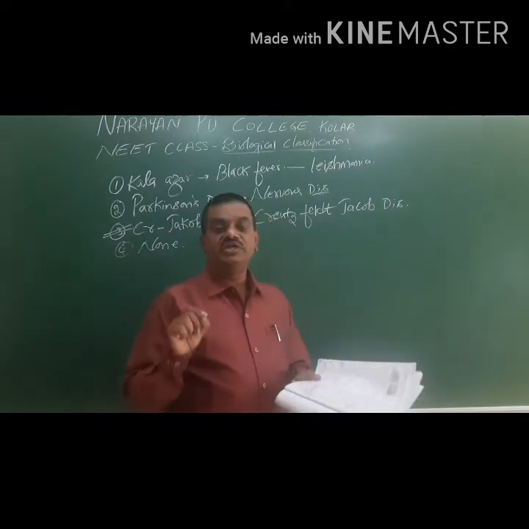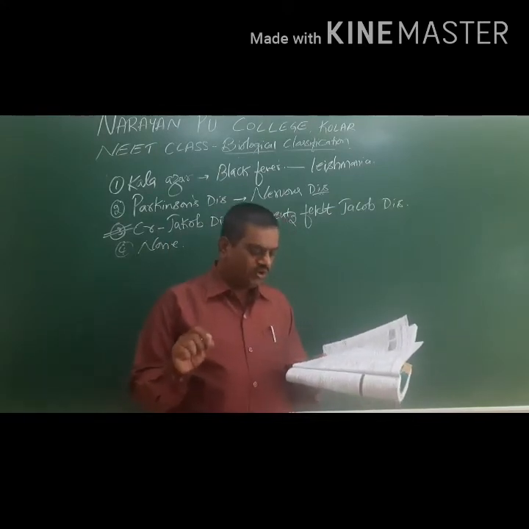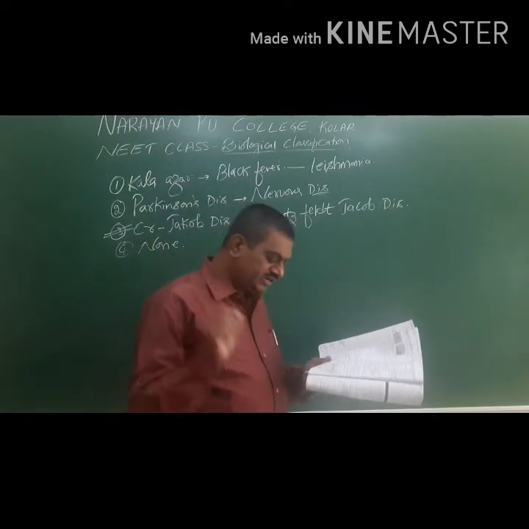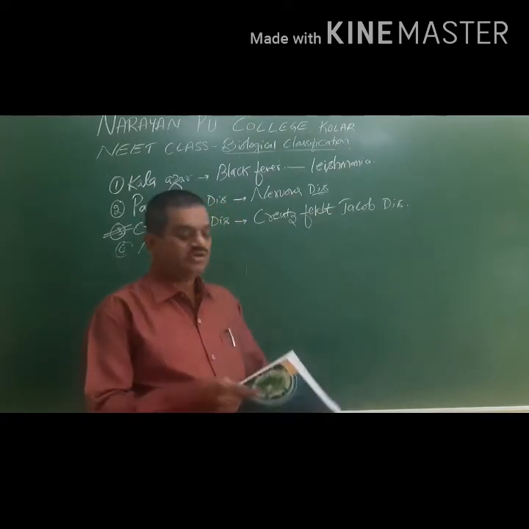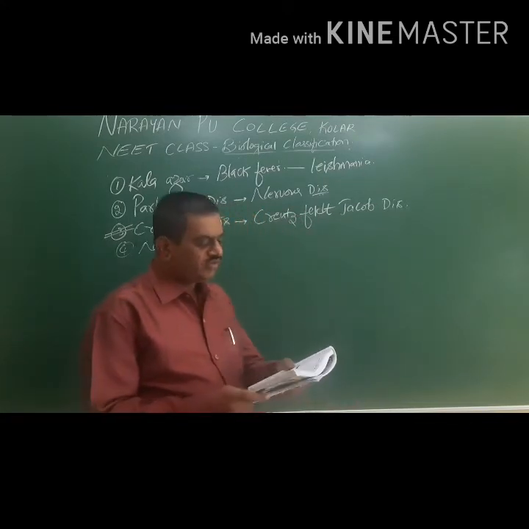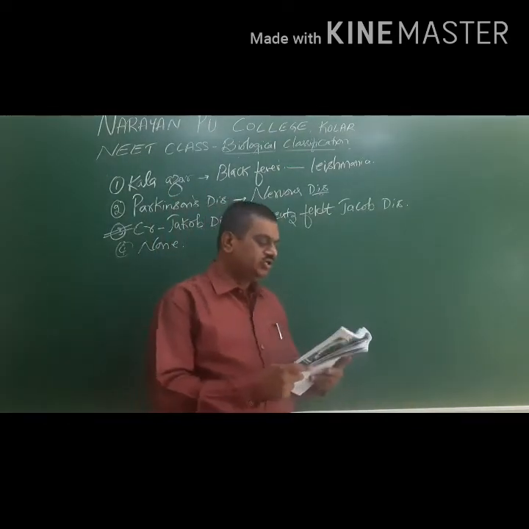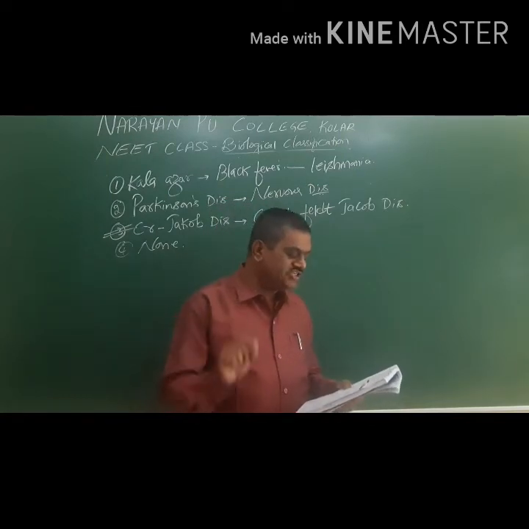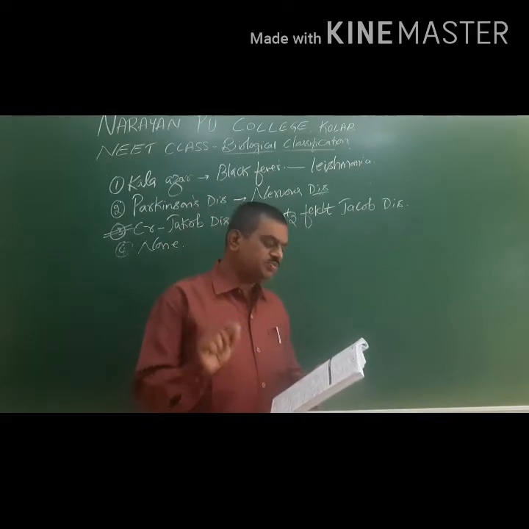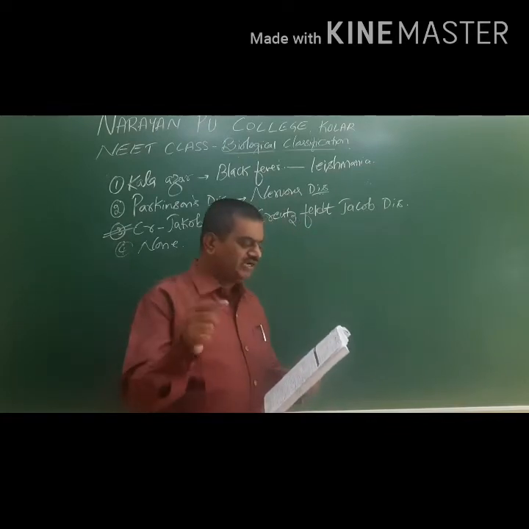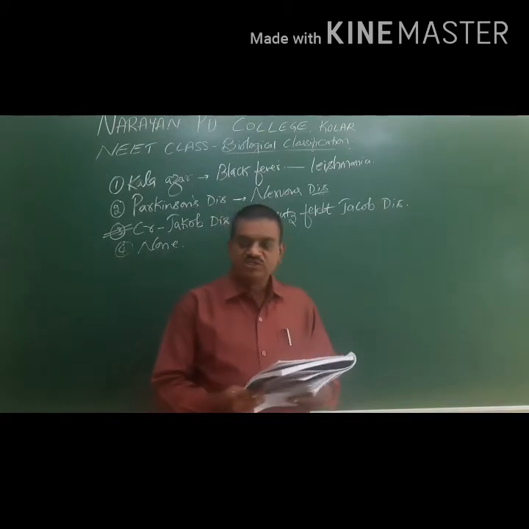Which is incorrect about viroids? The first option: in 1971, T.O. Diener discovered them. This is the right statement. The second one: causes potato spindle tuber disease. Till here it is right, but tobacco mosaic disease is caused by a virus, not a viroid. So the second statement is wrong. So we go for the third option.